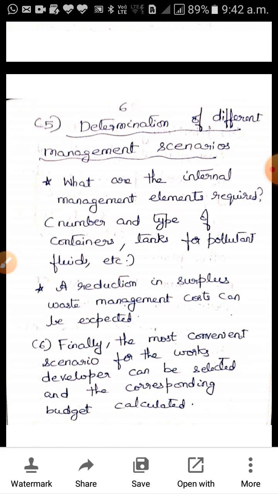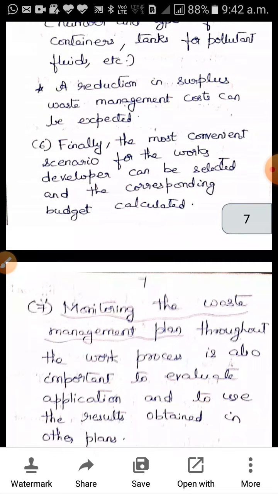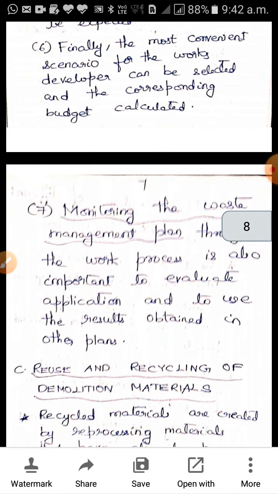The next one is determination of different management scenarios. First you have to plan what internal management elements are required: the number and type of containers, and the tanks needed for pollutants, fluids, etc. Using this you can reduce the surplus waste management cost. Finally you have to form the budget by identifying the most convenient scenario or method. And after drawing the budget, you also have to keep on monitoring the waste management plan.